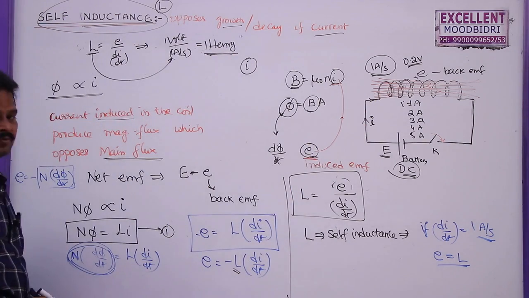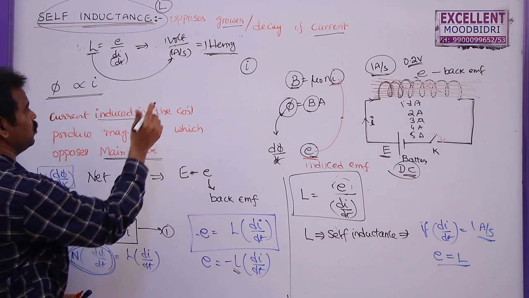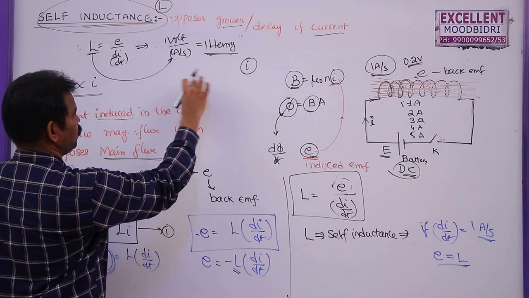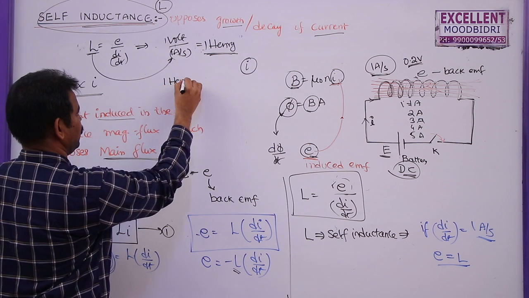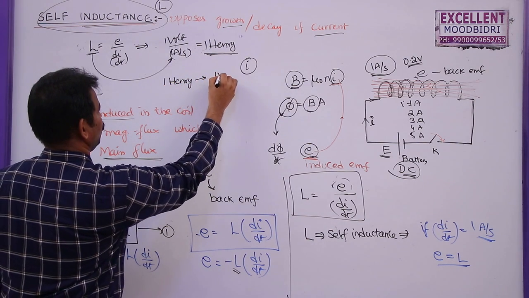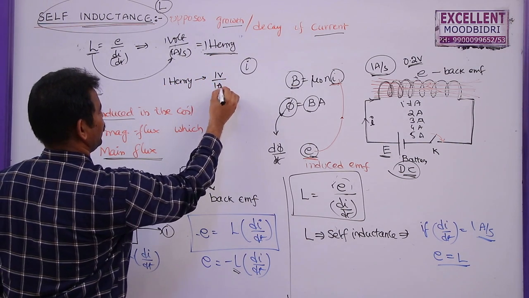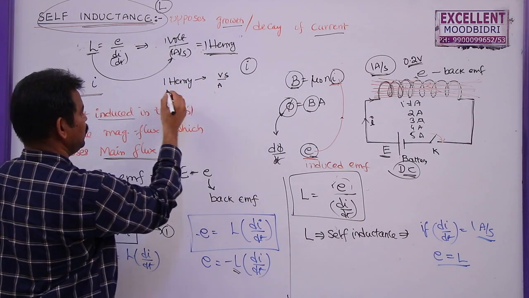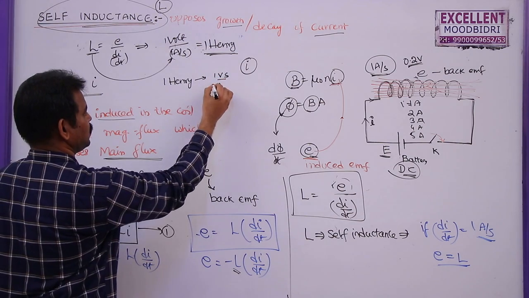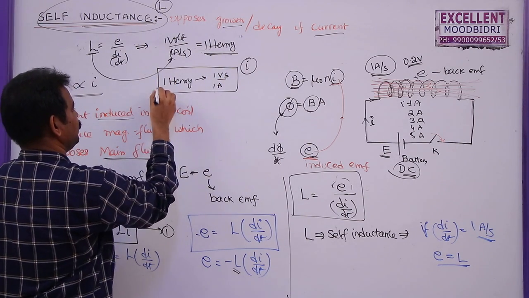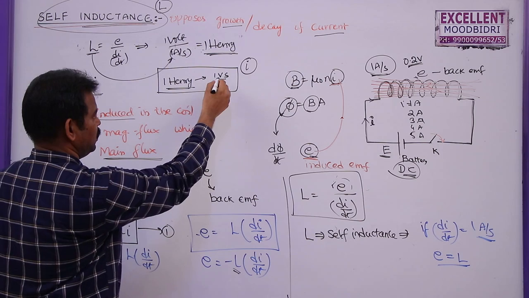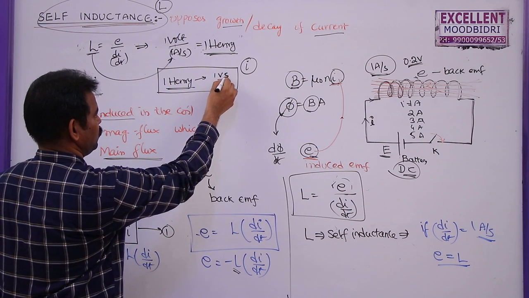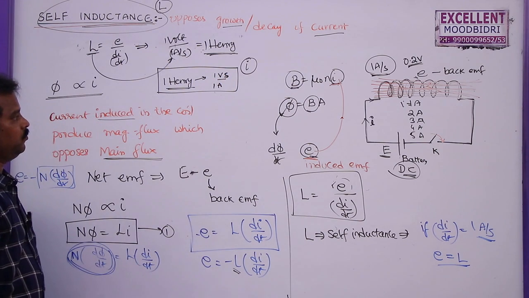Very, very important definition for university exams, but in competitive exams also they may ask 1 Henry equal to dash. So 1 Henry is equal to 1 volt by 1 ampere per second, or volt second by ampere. So remember this one: 1 Henry is equal to 1 volt second per 1 ampere. This is the relation between this SI unit and the units which we are using for electrical physical quantities.